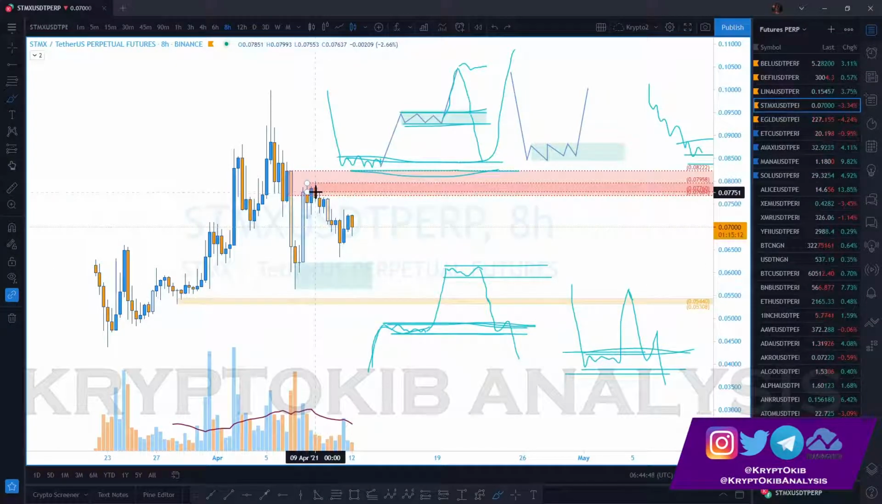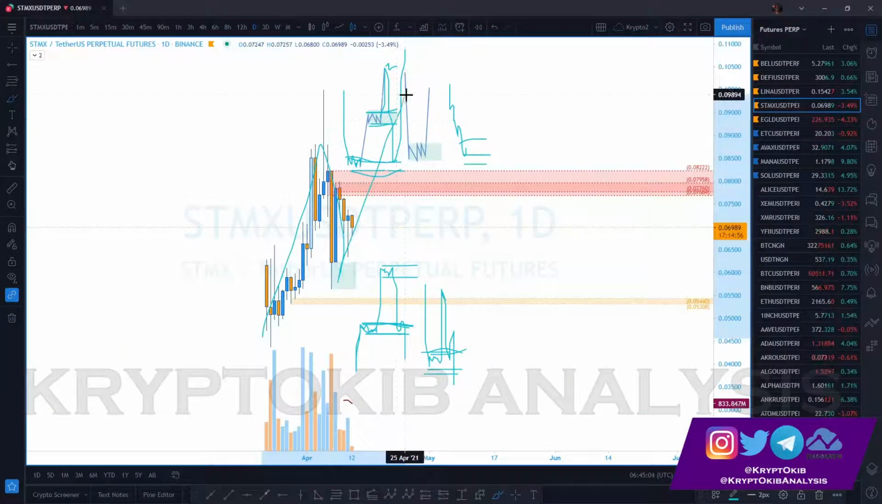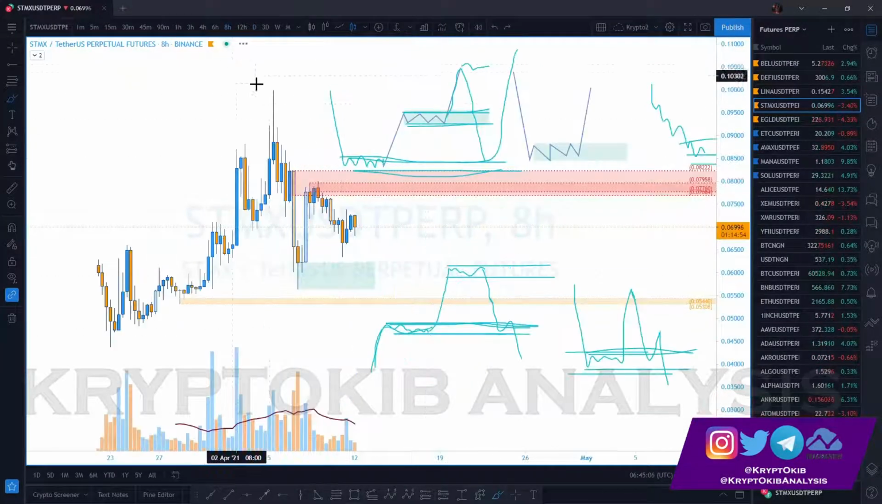I took this short, but I didn't wait so long because of BTC action. It was bullish, so I didn't want to risk trading against the trend. And if you look at this trend on the daily time frame, you will see it is bullish. So I do not want to trade against the trend. So I got out, or let me say I chickened out of this short trade.